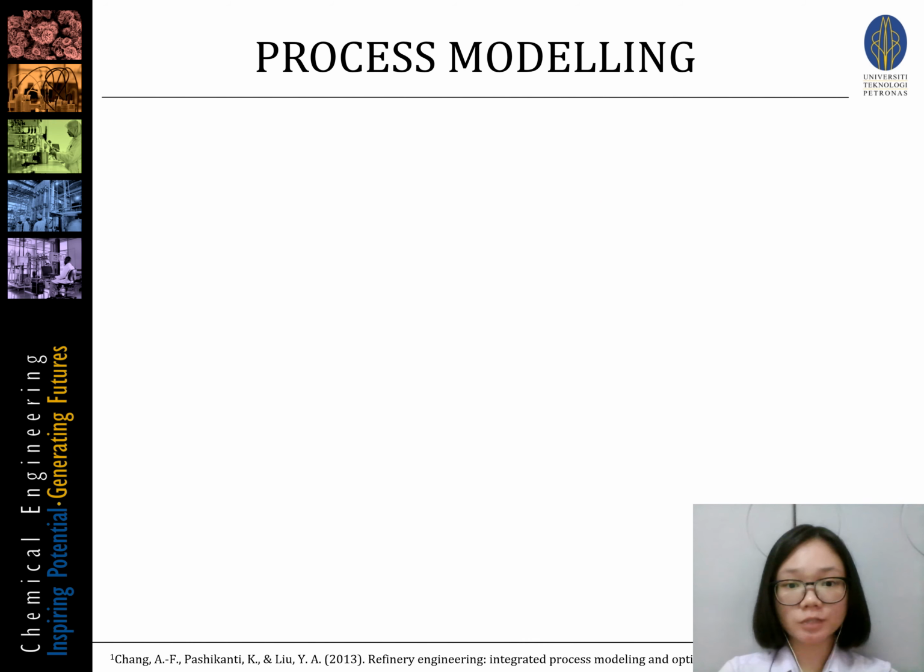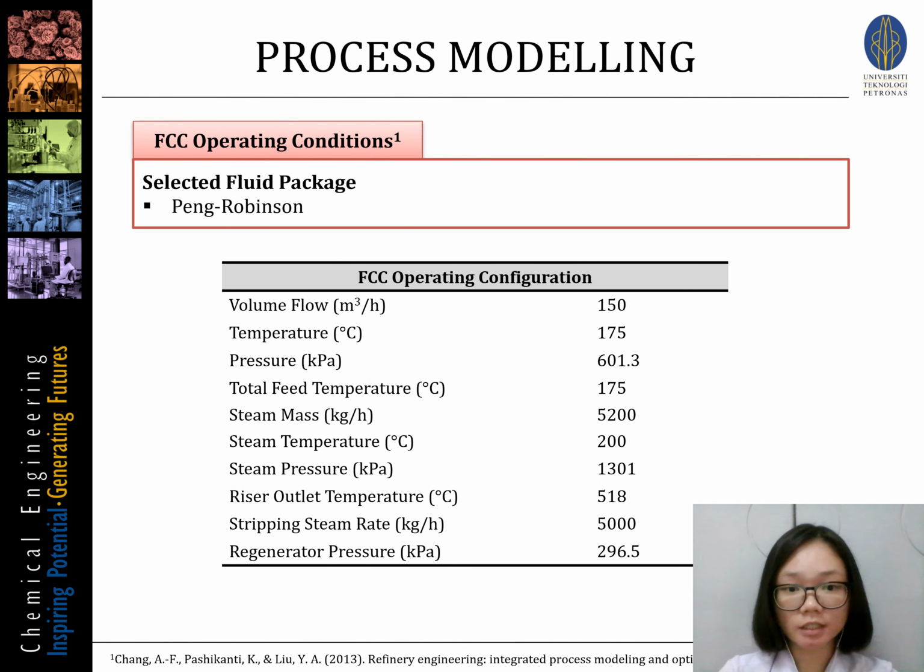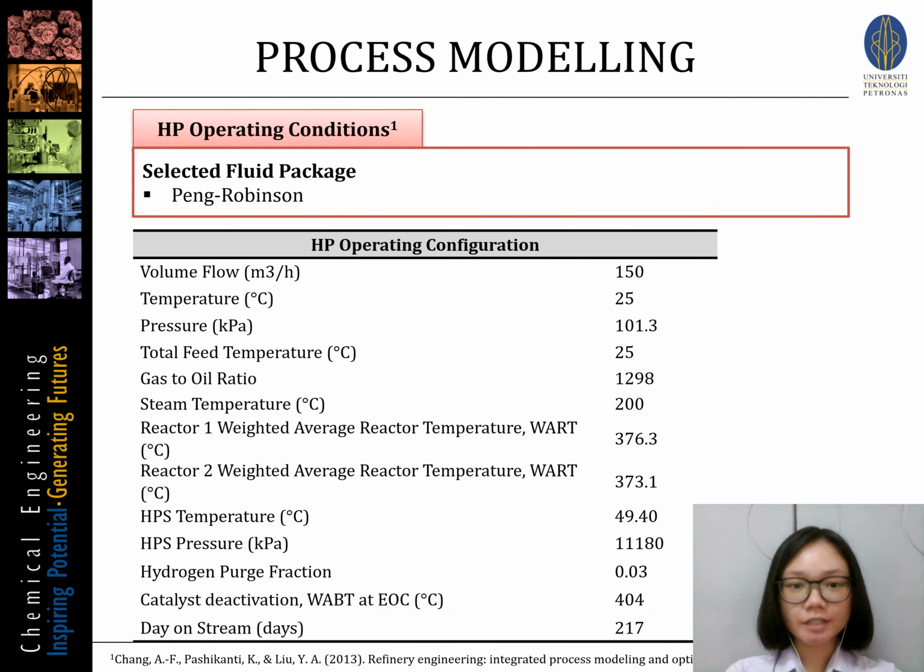However, to develop this surrogate model, we have to perform process modeling beforehand. For this process modeling, the FCC reactor and HP reactor are modeled. So now let's understand the operating conditions of the processing units. Here I show you the FCC operating conditions. The selected fluid package is Peng-Robinson since it is hypothetical and consists of light hydrocarbons. And here is the HP operating condition. The selected fluid package is also Peng-Robinson due to hypothetical and light hydrocarbons.